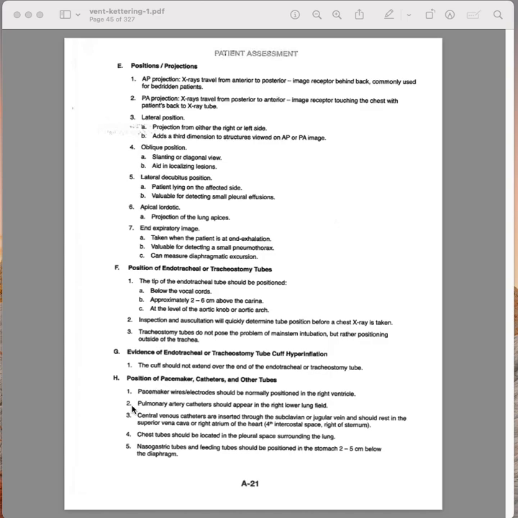Position of pacemaker, catheters, and other tubes. Pacemaker wires, electrodes should be normally positioned in the right ventricle. Pulmonary artery catheter should appear in the right lower lung field. Central venous catheters are inserted through the subclavian or jugular vein and should rest in the superior vena cava or right atrium of the heart, fourth intercostal space, right of sternum. Chest tube should be located in the pleural space surrounding the lungs. Nasogastric tubes and feeding tubes should be positioned in the stomach 2 to 5 centimeters below the diaphragm.